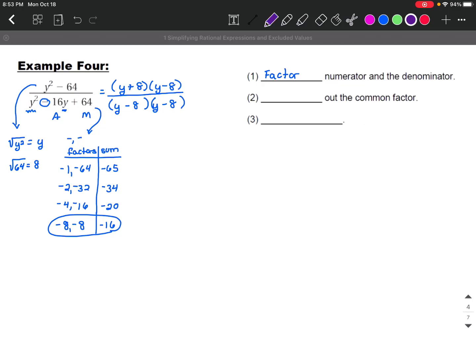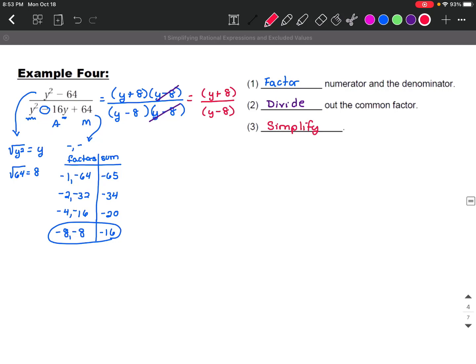Okay, now we're ready to divide. Do we have any exact matches? We do. We have a y minus 8 and a y minus 8. But those are the only exact matches we have, because in the top, keep it in parentheses, y plus 8, and in the bottom, y minus 8. Notice what's in the parentheses on the top is not an exact match for what's in the bottom. So that's it. We're done with that one.